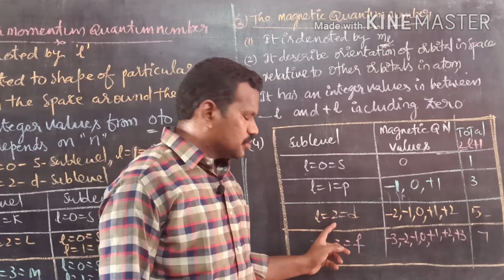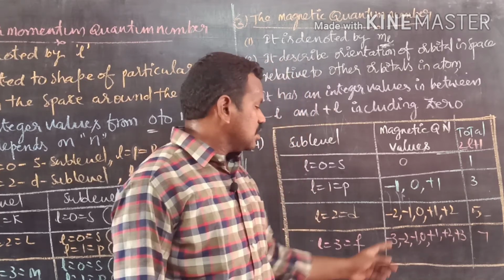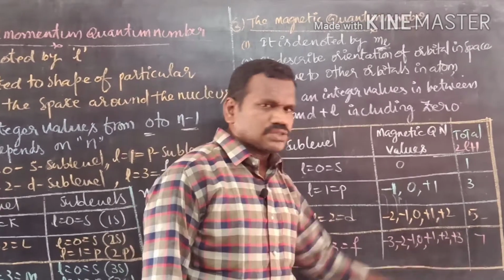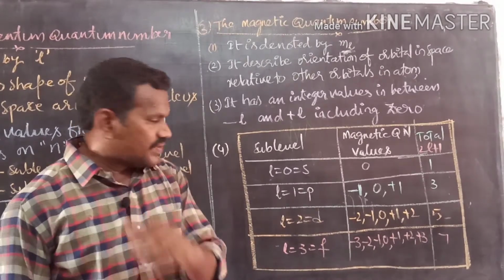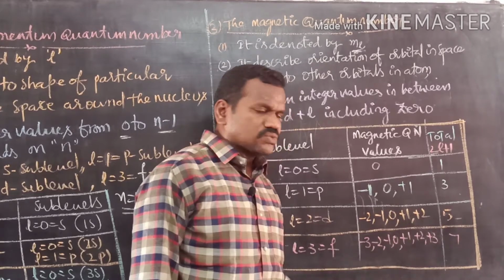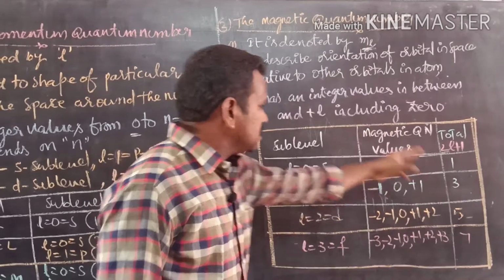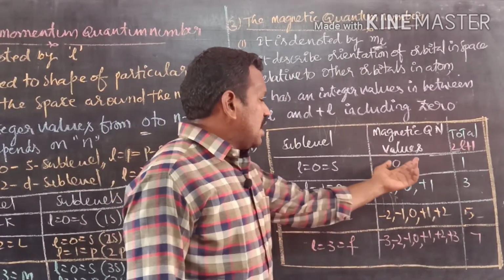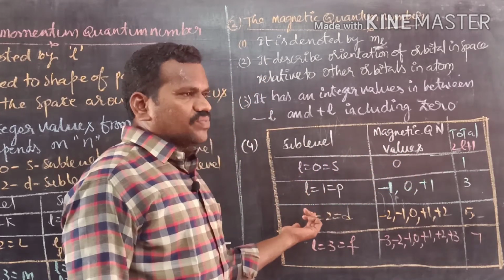L equals 2, that is the d sublevel, has 5 values. They are minus 2, minus 1, 0, plus 1, plus 2. L equals 3, that is the f sublevel, has 7 values. They are minus 3, minus 2, minus 1, 0, plus 1, plus 2, plus 3. From these analyses, we can understand that magnetic quantum number values depend on the values of the sublevels.